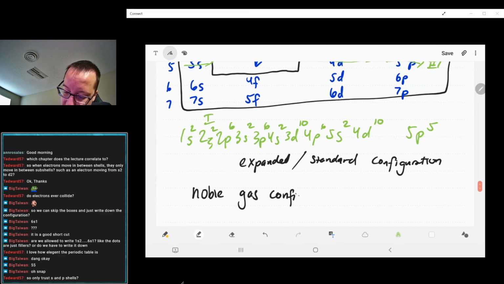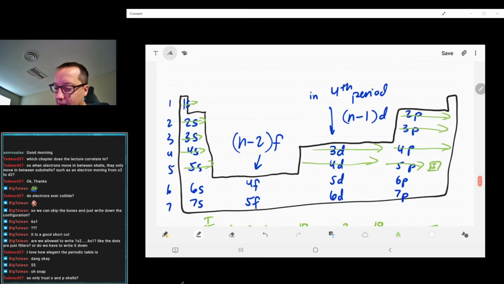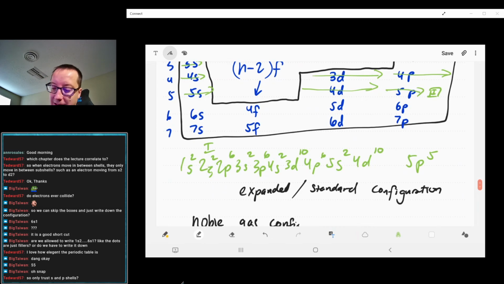We're going to learn what the noble gases are probably tomorrow. But suffice it to say that everything in this column is the noble gas. It's the end of the periodic table, right? It's kind of the very last one in a shell. So we're going to see that we can abbreviate these by using the configuration of noble gases.